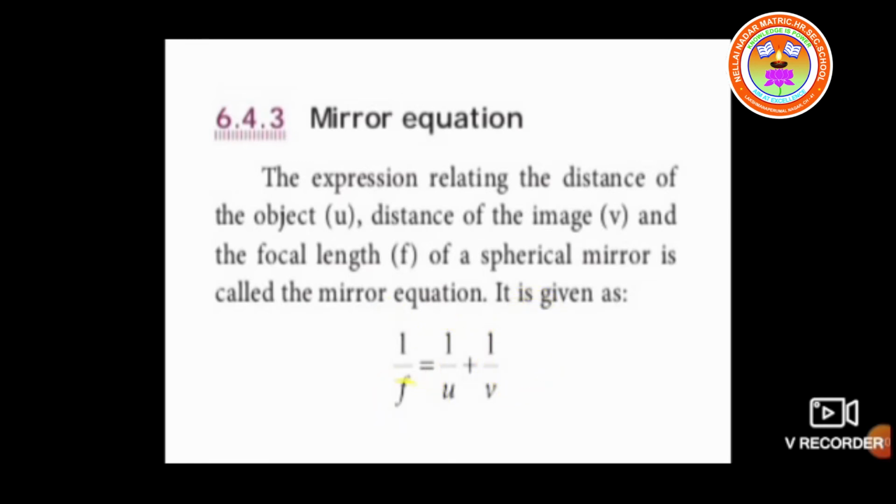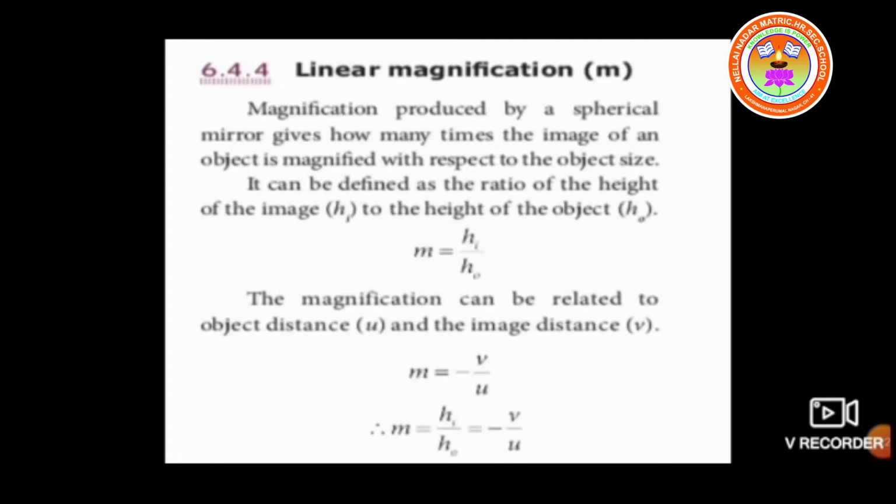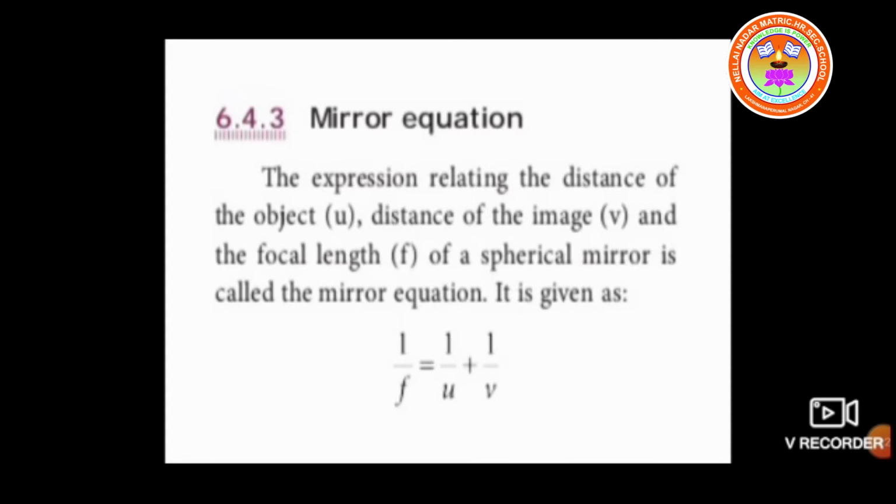F is the focal length of the mirror, U is the distance of the object, and V is the distance of the image. So the relationship between the focal length, distance of the object, and distance of the image is given by 1 divided by F is equal to 1 divided by U plus 1 divided by V. That is the mirror equation. That is important. Two more questions, students.